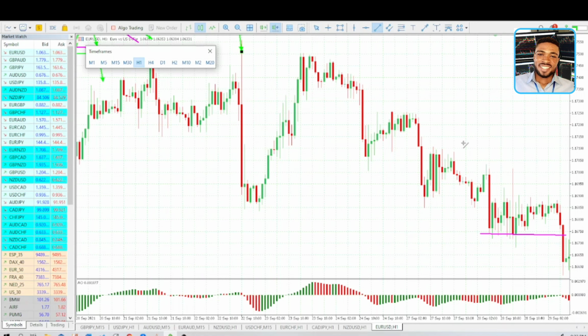Does it look good? Yes, look at a triangle. So let's see if you can take this trade. Does it look like a pattern? Let's see. First, what is the first rule?